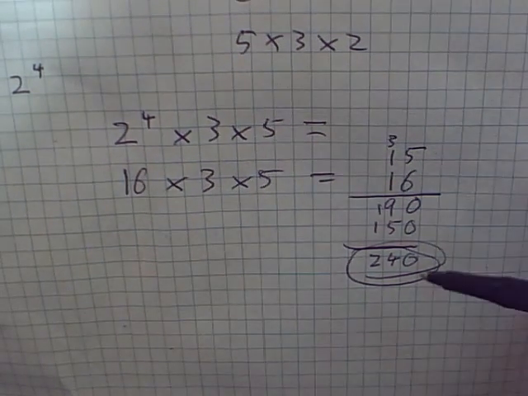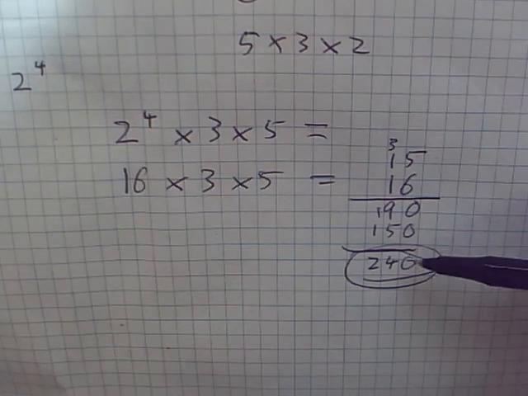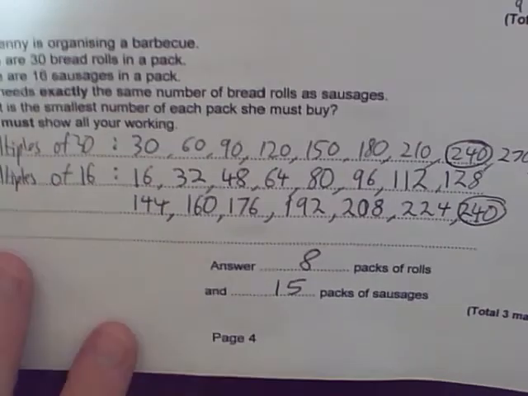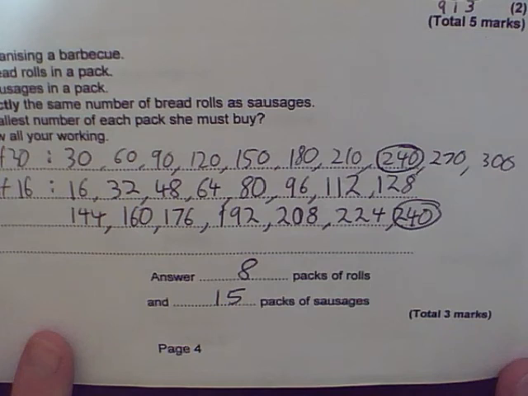But even if you did this method, you would then have to work out how many sausages and how many bread rolls. So it's just much easier to do the listing method. It just takes you a bit of time to do it.